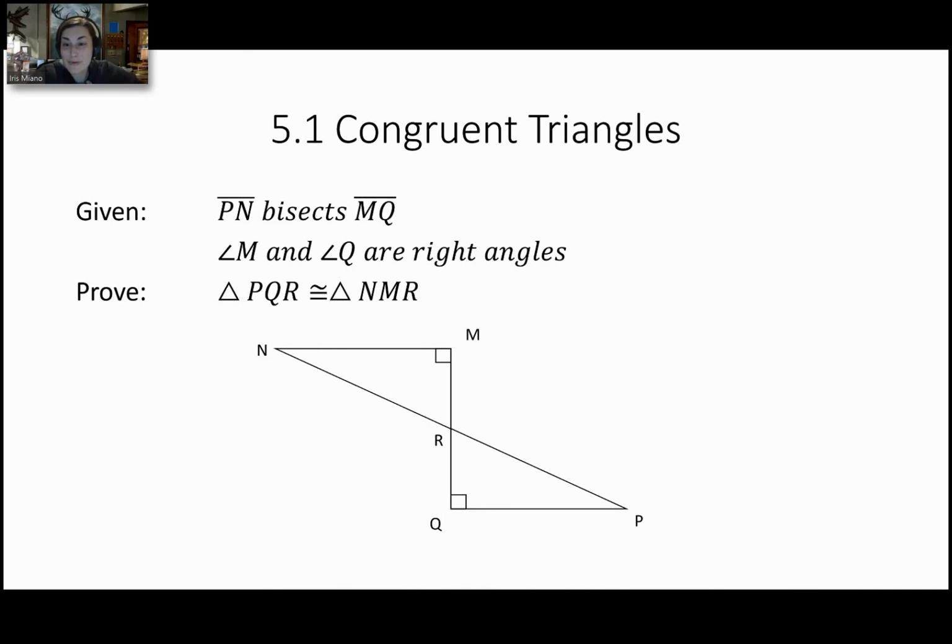Specifically for this proof, it'll be that triangle PQR is congruent to triangle NMR. Now, what are the pieces of given information here? We have that PN bisects MQ and that angles M and Q are right angles.